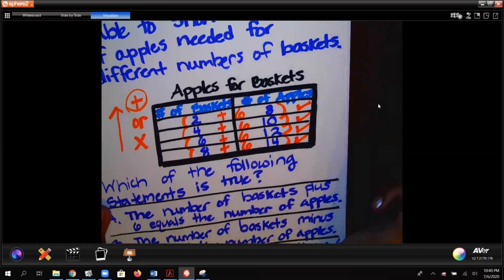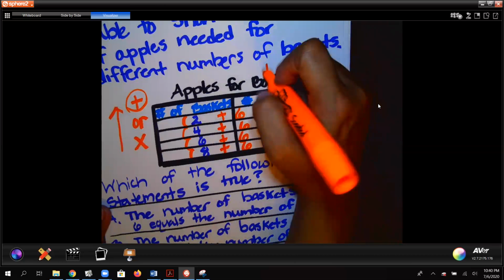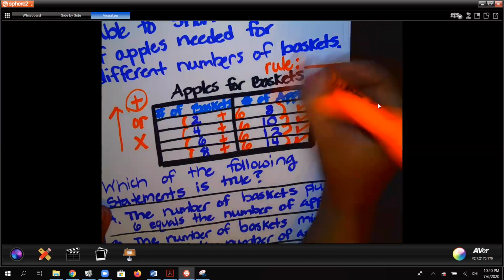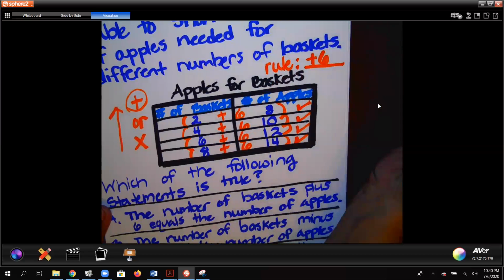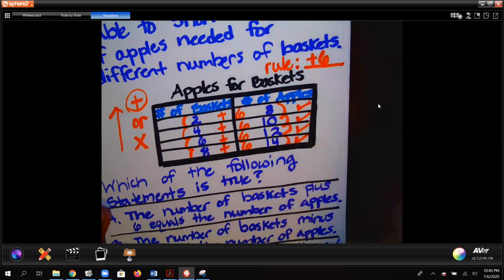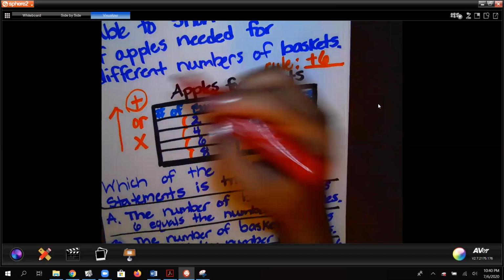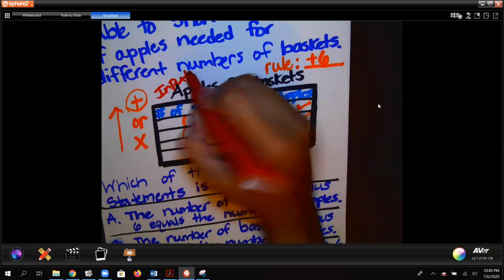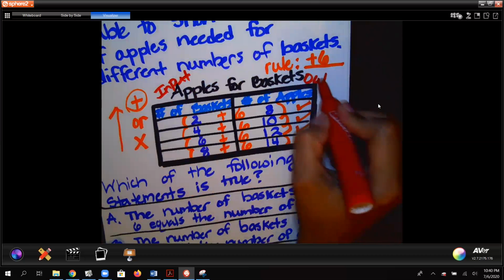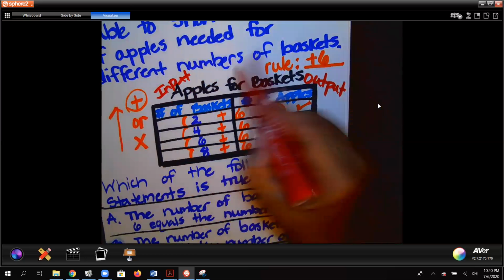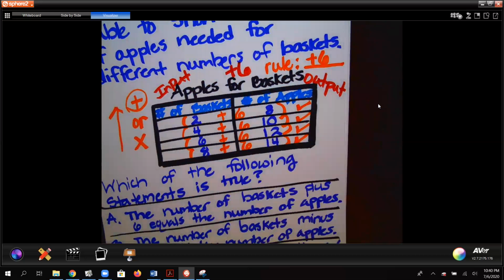So what is my rule? Rule, and I like to put my rule somewhere so I know that I already did it. My rule is plus 6. The relationship between my input and my output is plus 6. And that's something else that you should always label. The first column is called the input, and the second column is called the output. You put a number in, and when we added 6, it gave us the output.